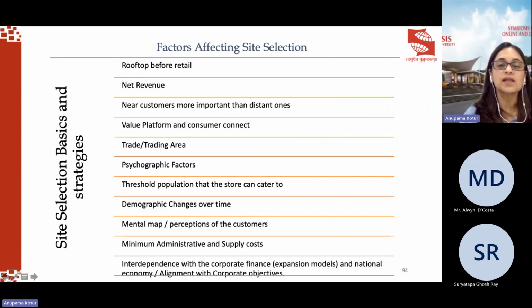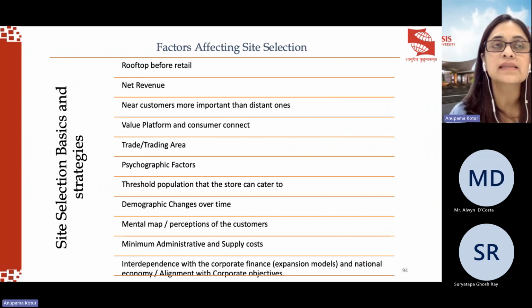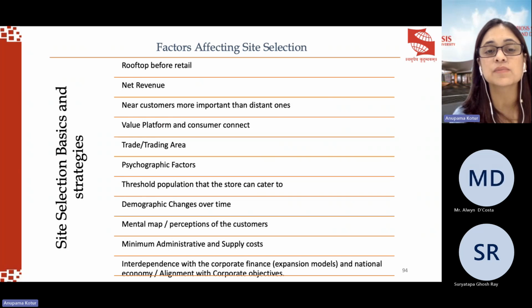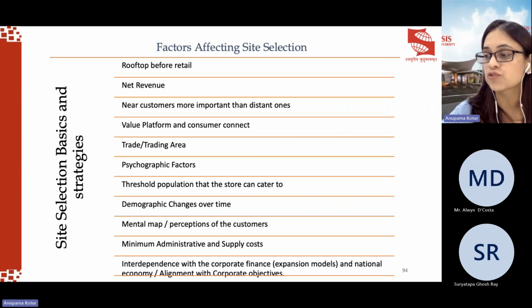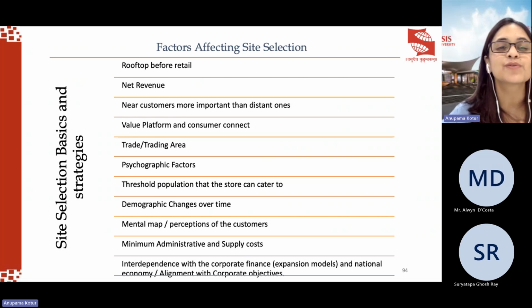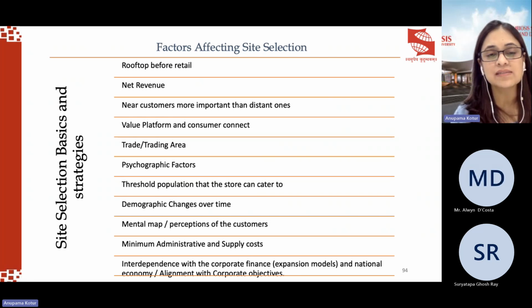Okay. What are the other factors? While broadly these are the four governing factors, there are several other factors that affect the site selection, beginning with rooftop before retail. Now, what does this phrase mean? What does this interesting phrase, rooftop before retail, mean?